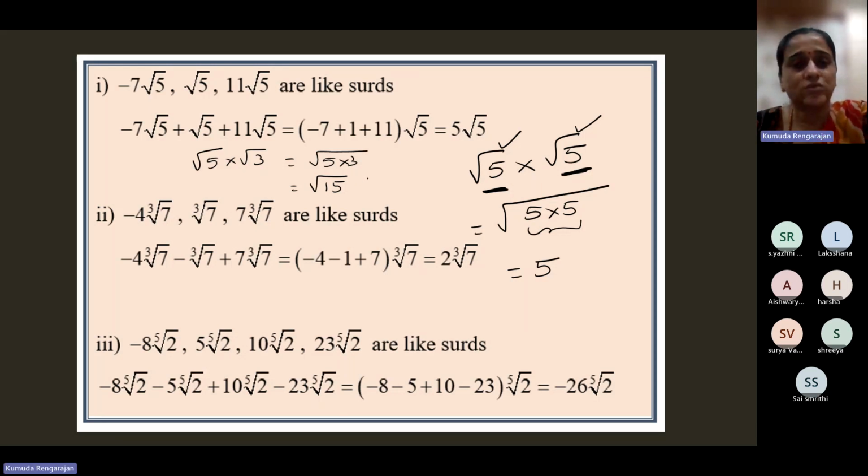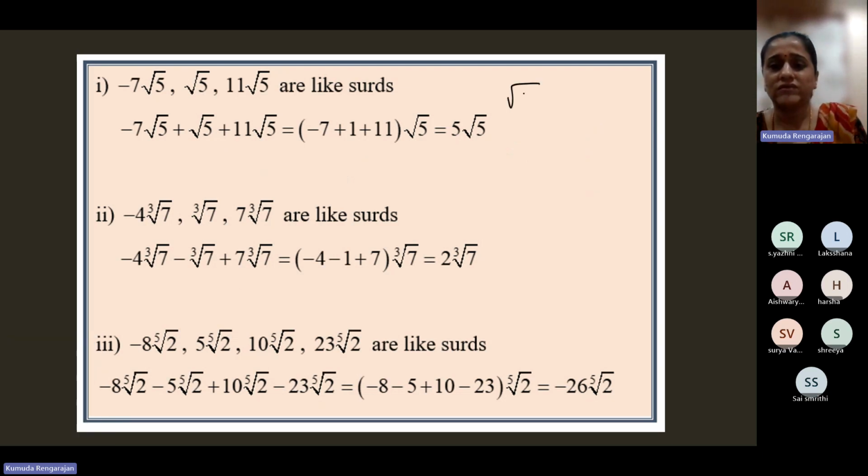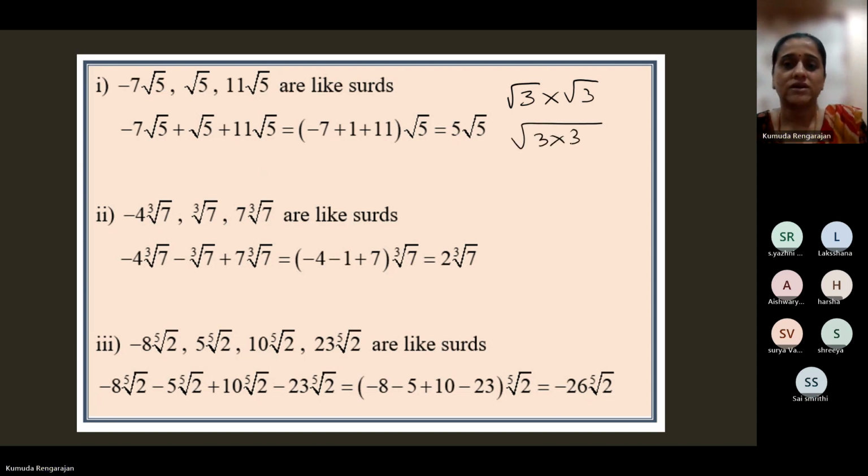So not always will the product of two irrationals be rational. They may be rational or irrational. Now when we take root 3 into root 3, that is root of 3 into 3, and from two 3s, one 3 comes out of the square root. So square root of 3 into square root of 3 is 3.